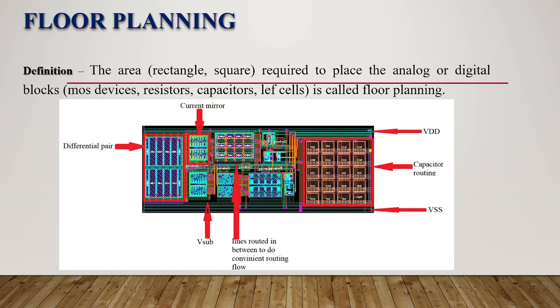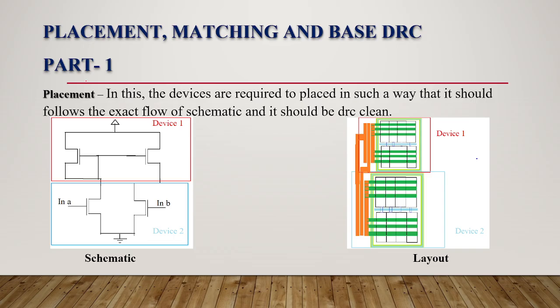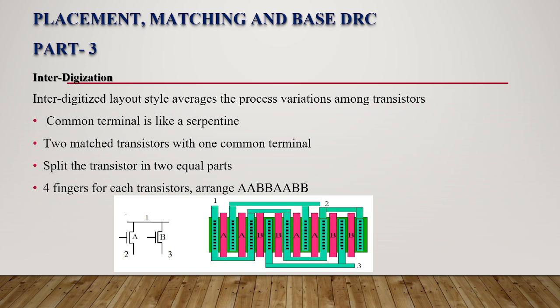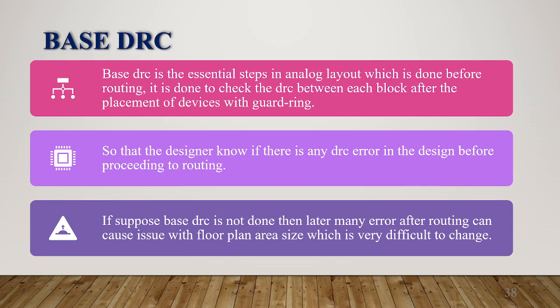Okay. So floor planning. So how the floor planning is done. Placement: so placement is nothing but a CMOS circuit. This is my schematic. Mainly schematic is nothing but a CMOS circuit. So how are we doing this placement and matching? This is layout. Okay, this is my layout. In terms of stick diagrams only, you are doing the layout. Layout and placement, matching and base DRC, this you'll study in the analog layout.